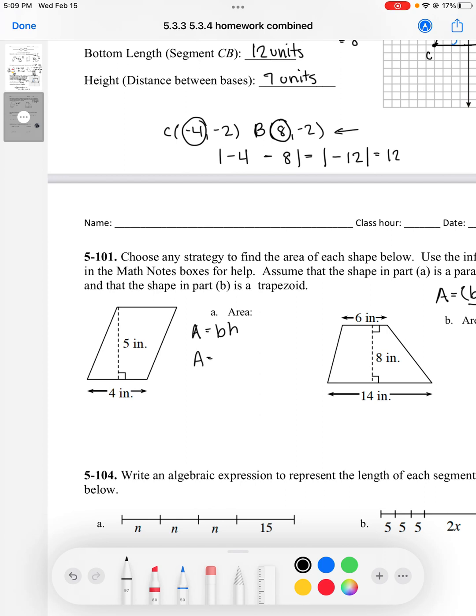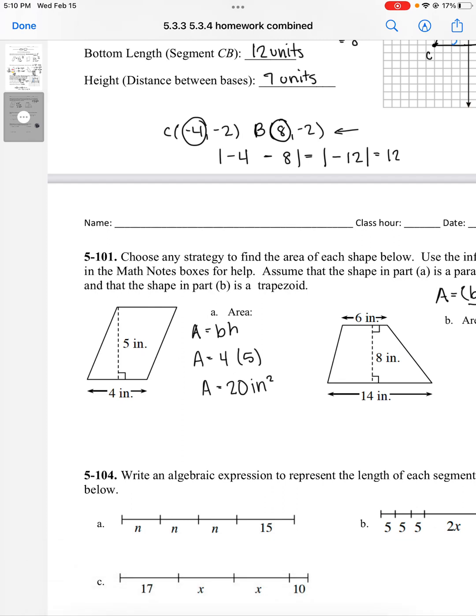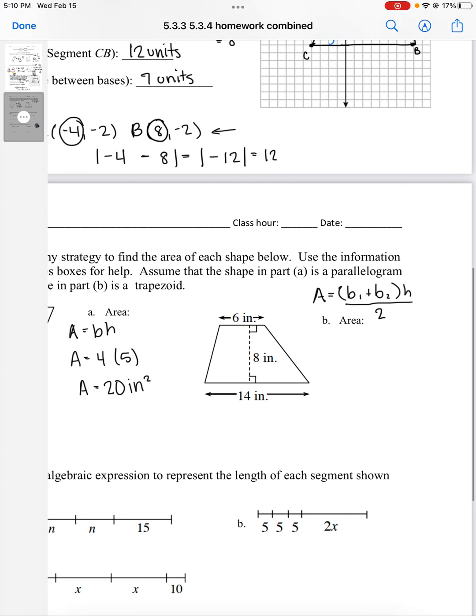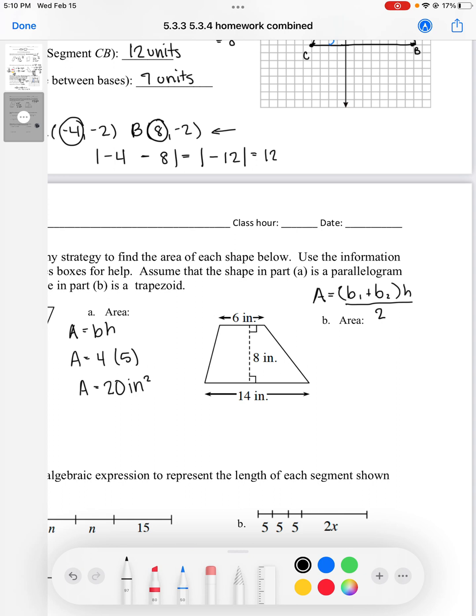My base is 4. My height is 5. 4 times 5 is 20. And then I put my label. Moving to part B. It is a trapezoid. We've been told it's a trapezoid, so I have to figure out where my bases are. So my area, remember, I add my bases, so 6 plus 11, multiply it by my height, and divide by 2.